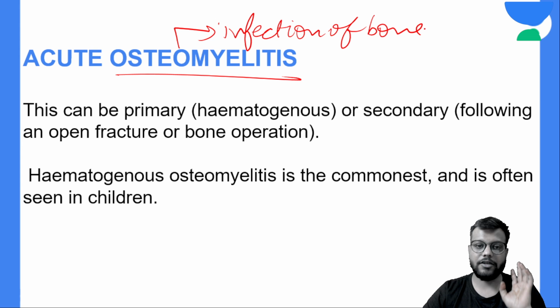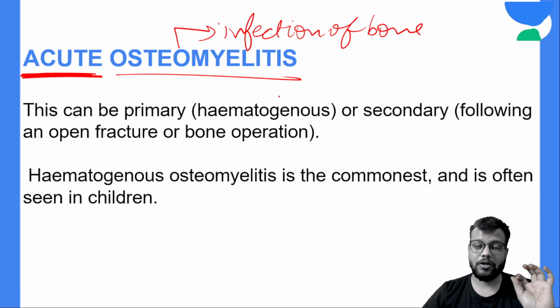Now firstly we'll study about the acute osteomyelitis. So नाम से ही पता चल रहा है acute, so it will be a sudden acute infection of the bone. So there will be all the signs of acute inflammation like pain, redness, severe pain, redness, etc.